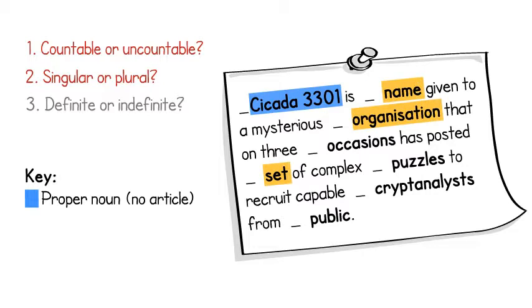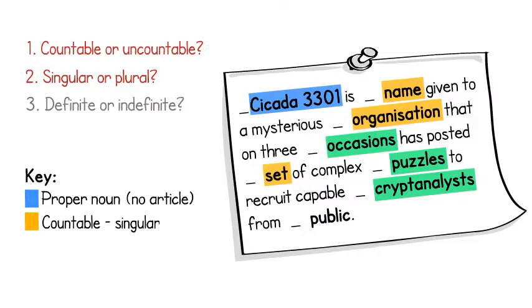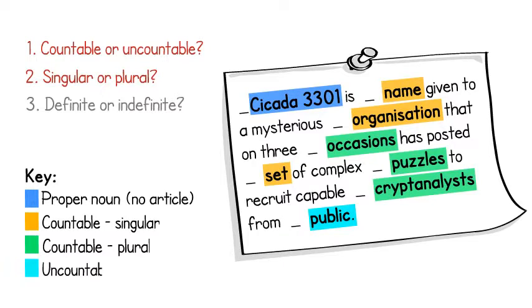The nouns name, organisation, and set are all countable and singular. The nouns puzzles, occasions, and cryptanalysts are countable and plural, and the final noun, public, is uncountable. We have now answered our first 2 questions about each of the nouns in this sentence. For most students, though, the most difficult aspect of articles is whether a noun is definite or indefinite.